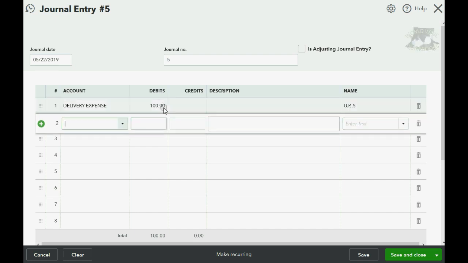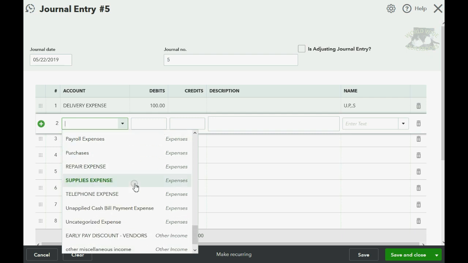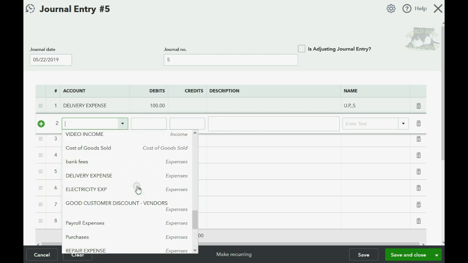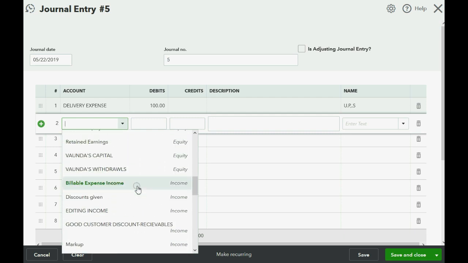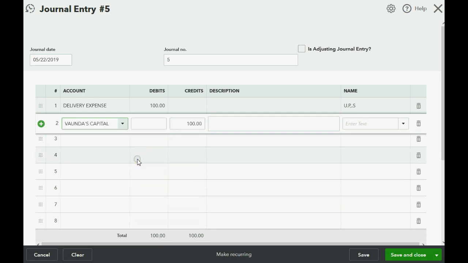Now we know that if one account is debit, the other account is credit, and that would be Vonda's Capital or Vonda's Capital Investment, and it's under the category of equity. And QuickBooks knows that would be $100 credit. And we remember capital is on the credit side, and we will credit it to make it increase. So this is what the journal entry would look like.